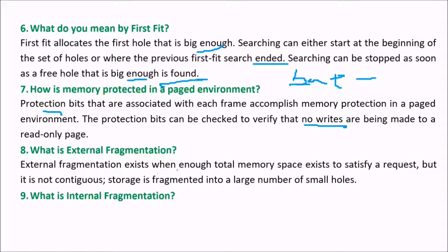What is now external fragmentation? External fragmentation exists when enough total memory space exists to satisfy a request, but it is not contiguous. It means you have enough space in memory to fulfill the requirement, but it is not contiguous. So storage is fragmented into a large number of small holes. This is external fragmentation.